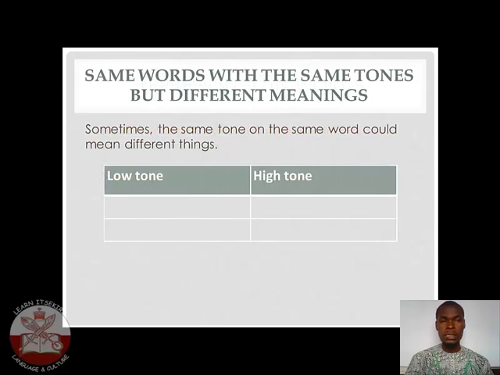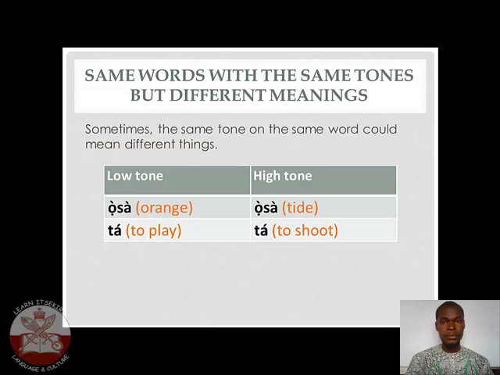Sometimes the same tone on the same word could mean different things, the low tone and the high tone again. Osa. Osa. Yes, they are the same word, the same tonal pattern, but different meaning. There's another word and several like that in Itsekiri. Let's take another example. Ta. Ta. The same shape of word, the same tonal marking, but different meaning. Interesting.